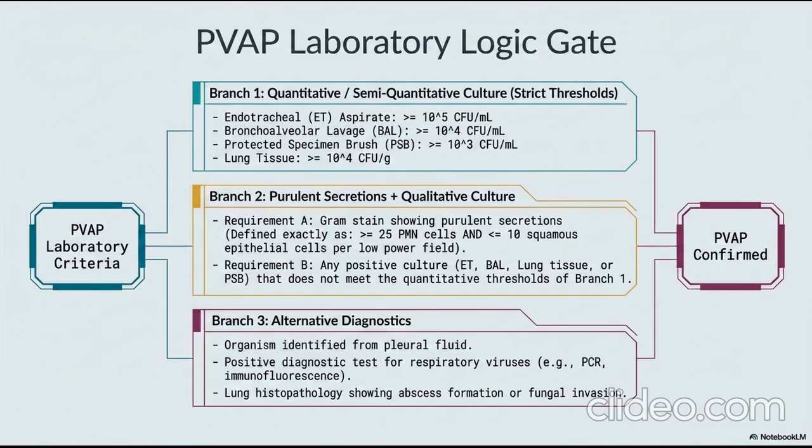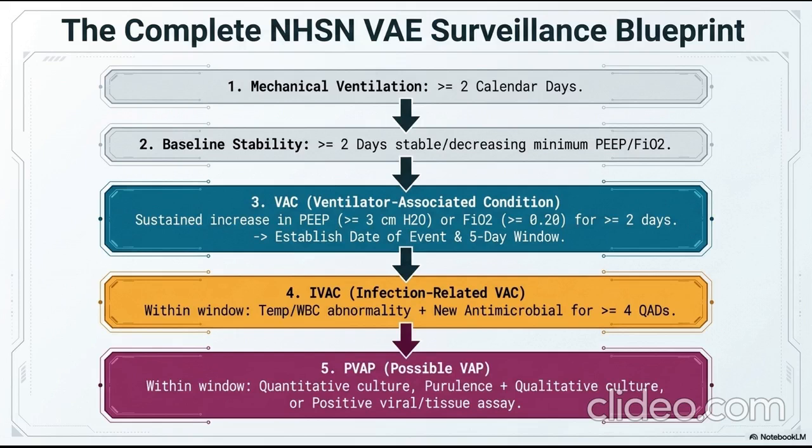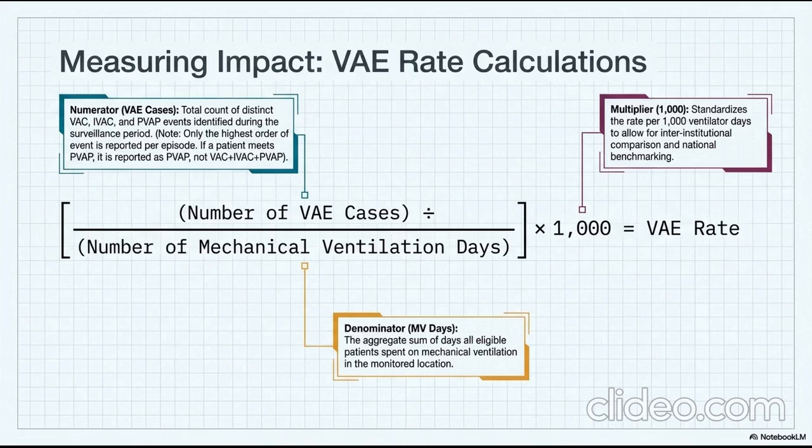PVAP laboratory logic gate. There are 3 branches to confirm PVAP. Branch 1 requires strict quantitative thresholds, such as greater than or equal to 10 to the 5th CFU per milliliter for an ET aspirate. Branch 2 allows for a qualitative culture if it's accompanied by purulent secretions, defined as greater than or equal to 25 PMNs and less than or equal to 10 squamous cells per LPF. Branch 3 covers alternative diagnostics like viral PCR, pleural fluid cultures, or lung histopathology.